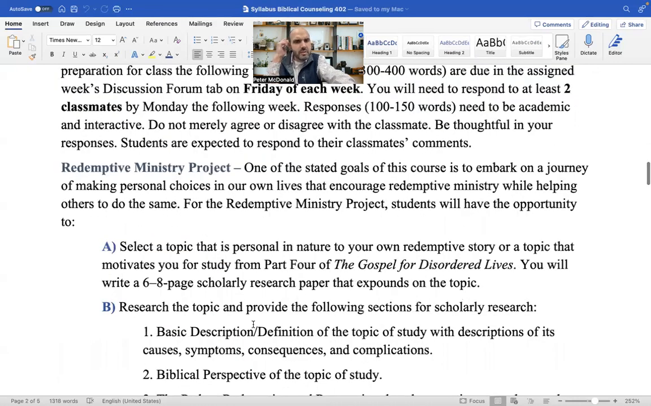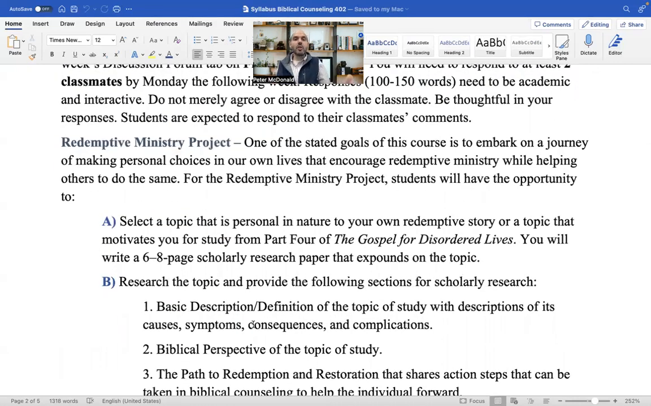Next is this redemptive ministry project. So this is a new assignment that I've created for this quarter. This is because we're using a new book, and this is also the first for me. So one of the stated goals for this course is to embark on a journey of making personal choices in your life that will encourage redemptive ministry, but also will help others to do the same.